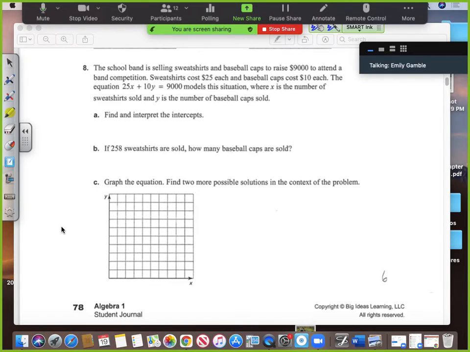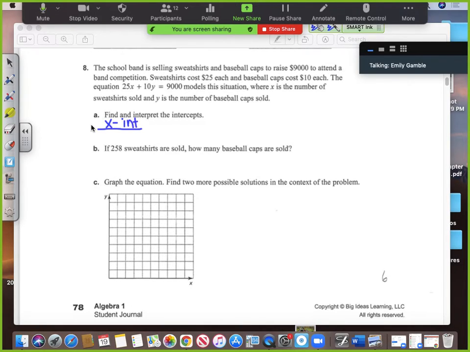Alright, so hopefully you got a head start on this on your own. I'm going to go over the answers with you so that we can make sure that we get this done before the end of class today. Letter A says find and interpret the intercepts. So that means find the x and y intercepts and then tell me what it means.